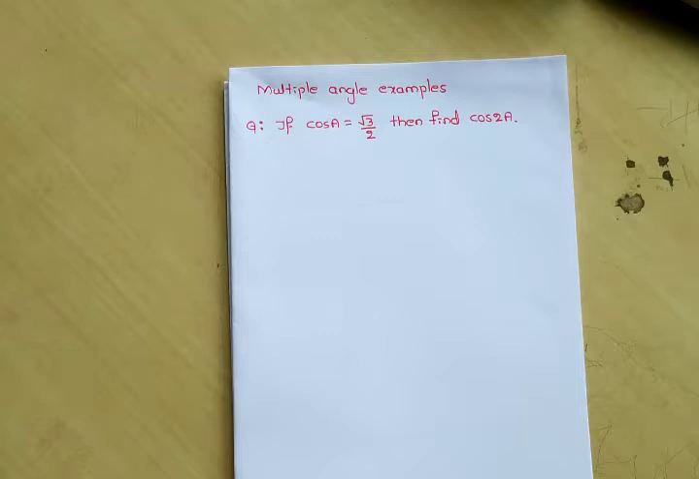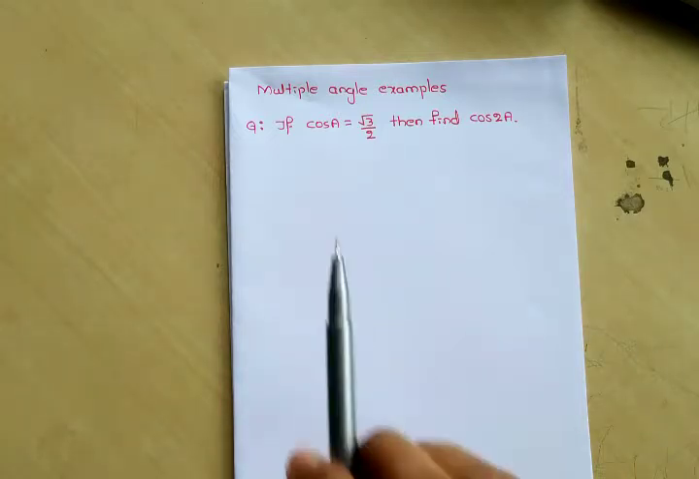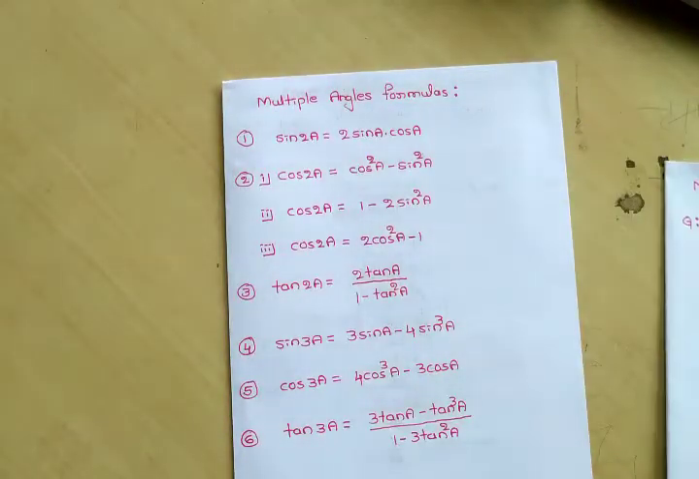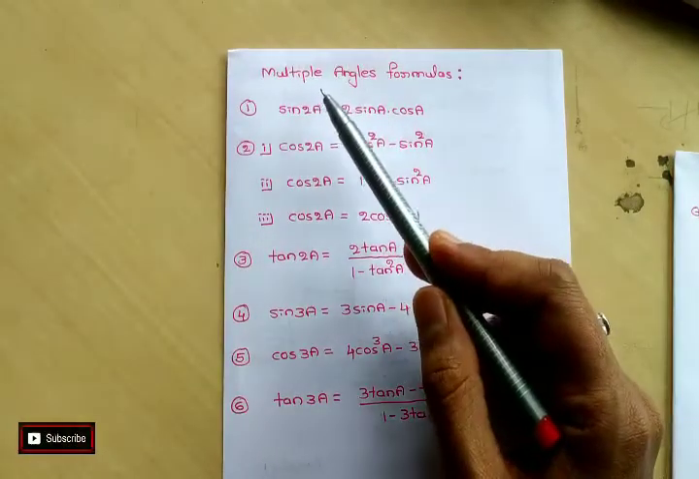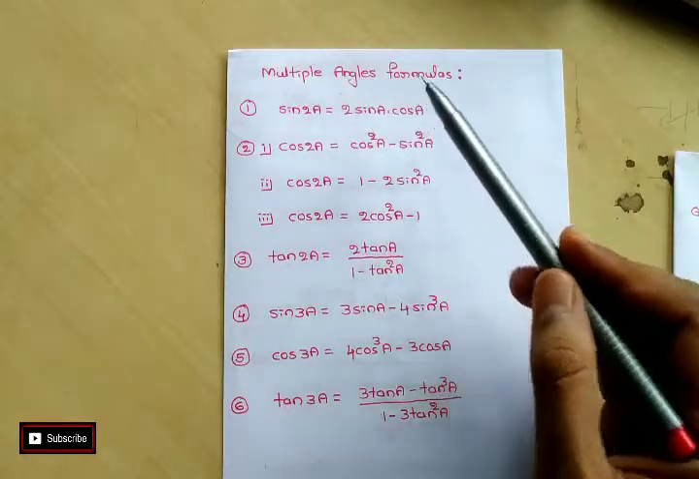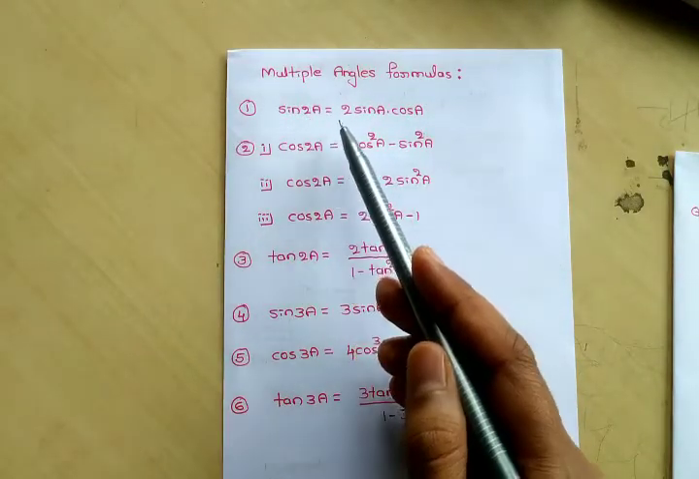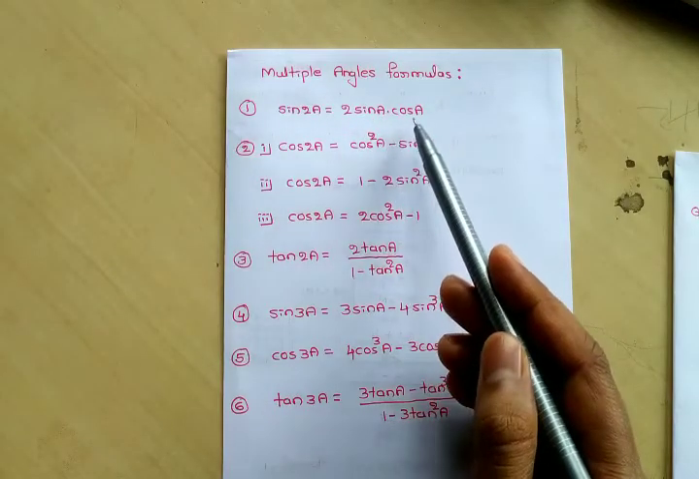Hello everyone, in this video we will see multiple angle examples. In the last class we already discussed these formulas, correct? These are all multiple angle formulas. The first one: sin 2a is equal to 2 sin a cos a.